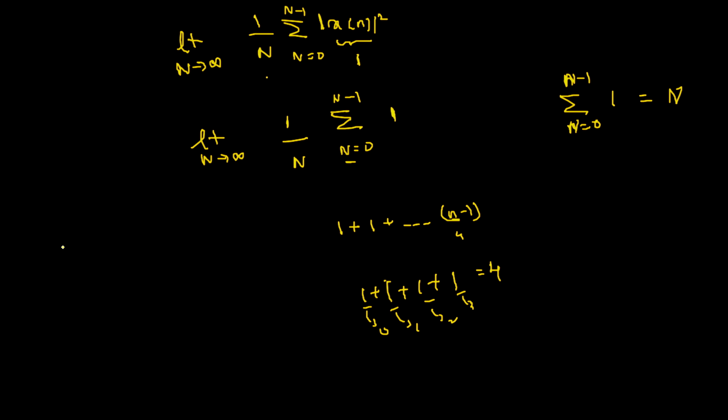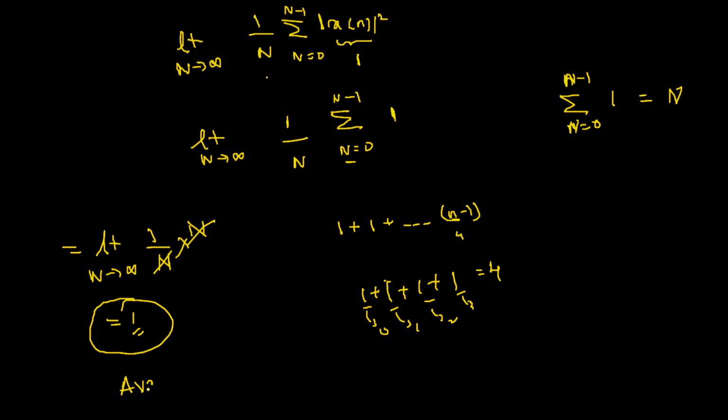Because of that, we can write limit of n tending to infinity 1 by n into n. Here n and n get cancelled, so we just have 1. Since the power is actually a rational number, we can conclude that the average power is rational, so this is a power signal. So that's how you check whether a given signal is energy or power. In case we do not get this as a rational number too, then we would have concluded saying it's neither an energy nor power signal.